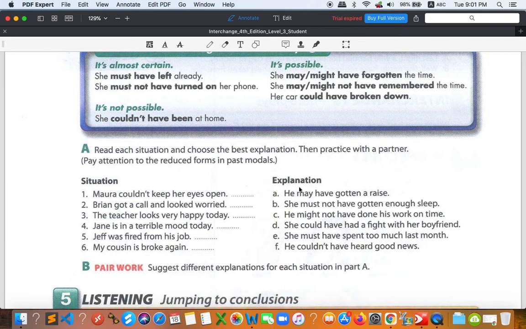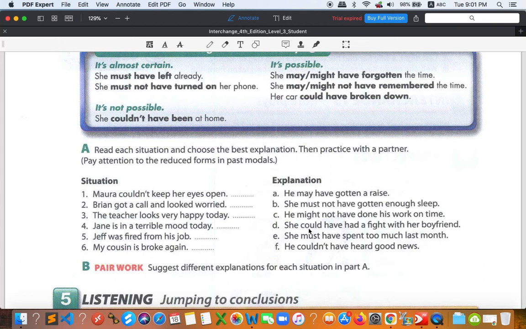Okay, so let's take a look at the explanation right here. He may have gotten a raise, a higher salary. Your salary is 500, now you get $600, just an example, a month. She must not have gotten enough sleep. He might not have done his work on time.